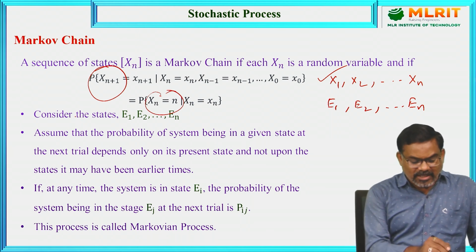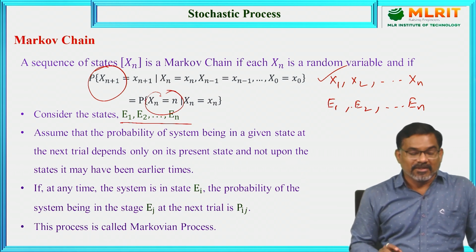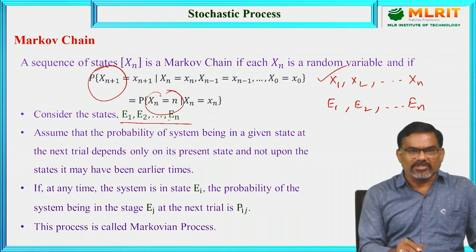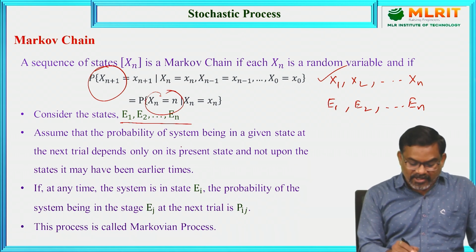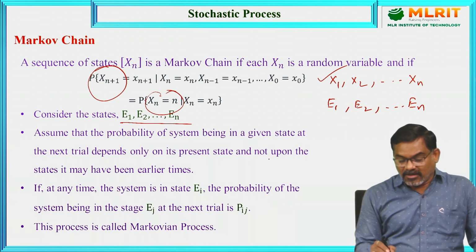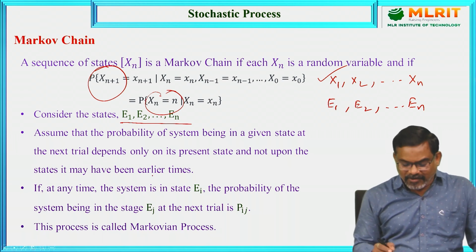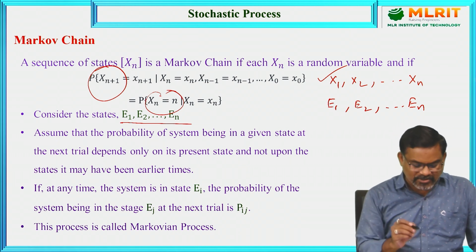So consider the states E1, E2, etc., En. Just now I told we can denote the events by capital letters. Assume that the probability of the system being in a given state at the next trial depends only on its present state, but not upon the states it may have been in at earlier times. Simply, the future value depends only on the present value.